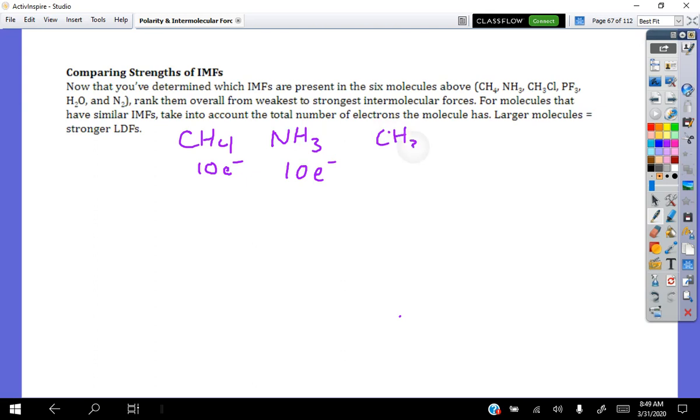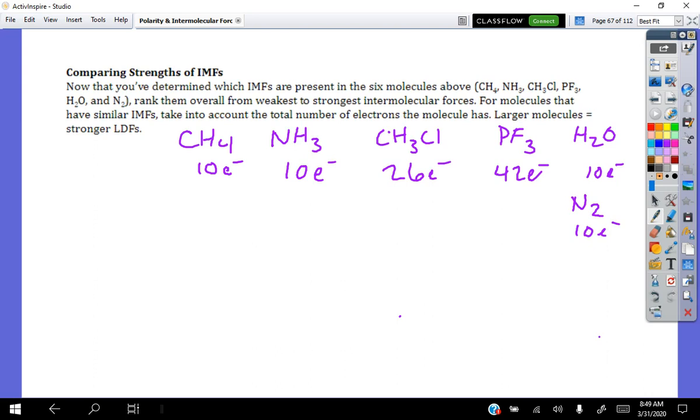And then CH3Cl, you've got 6 for carbon plus 3 hydrogen, so that is 9 total, plus 17. So 17 plus 9 gets us 26 electrons. PF3, we know fluorine has 9 electrons each. So 9 times 3 is 27, plus 15 from the phosphorus. So then that leaves us at 42 electrons. H2O has 10 electrons, and then N2 also has 10 electrons. So those electrons will be important in a minute.